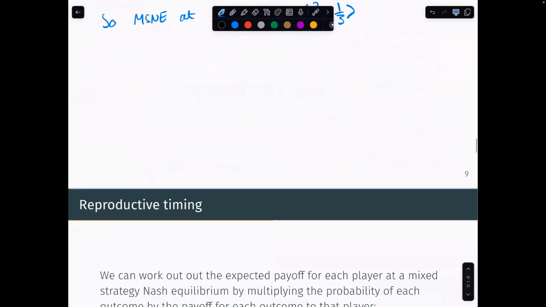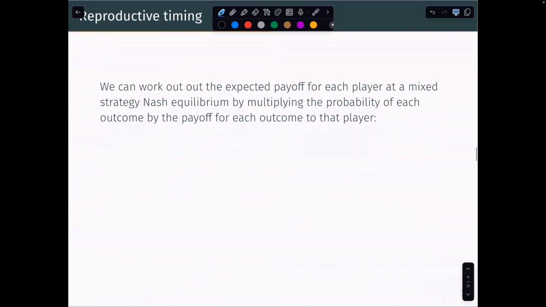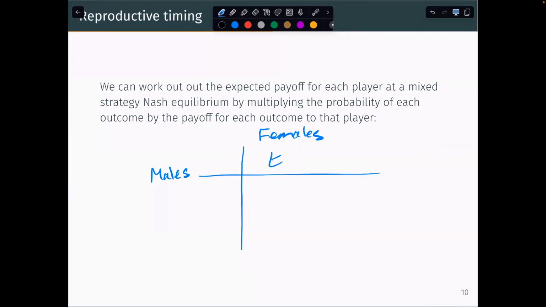That's what we can do here. So we might actually be interested in what is the expected payoff for each player at a mixed strategy Nash equilibrium. And we can do this by multiplying the probability of each outcome by the payoff for each outcome to that player. Okay, so this again is just a weighted sum. To make sure this is clear, we can just write it out in a table again. You don't have to write it out in a table, but sometimes that can just help for visualization.